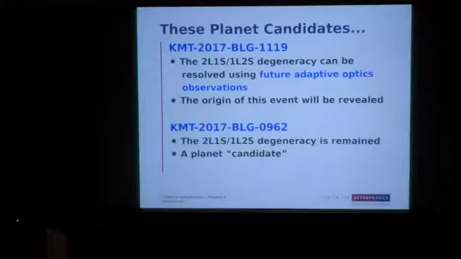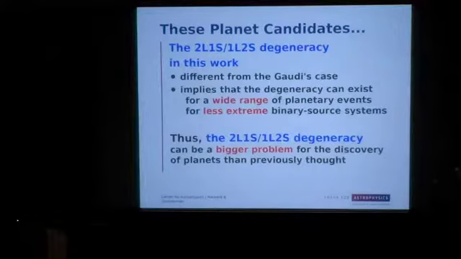So I will summarize my work. For both events, I found the degeneracy. So I just reported these events as candidates of planets. For one event, I can resolve this in the future. For the other event, I cannot. This is important. This is the main point of my work.